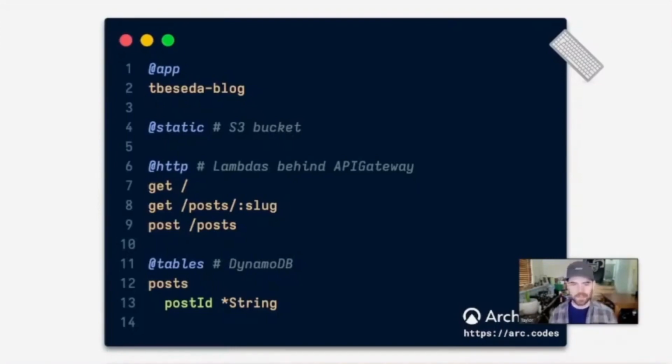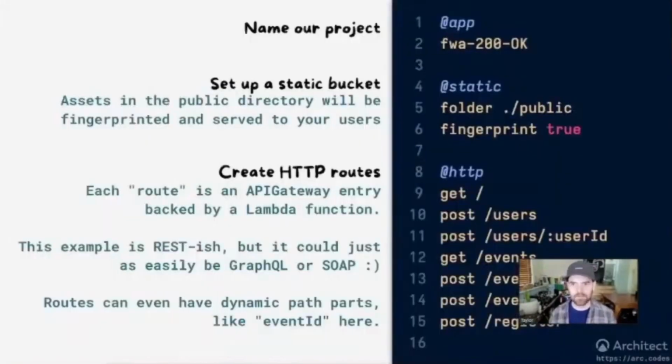So next, I want to get into each one of these sections and types of configuration. I'm actually going to toss out this blog example because I've got a new one for a theoretical functional web app for 200 OK. And we're thinking like 2023 registrations, right? So let's walk through what that would take to build an FWA with Architect.